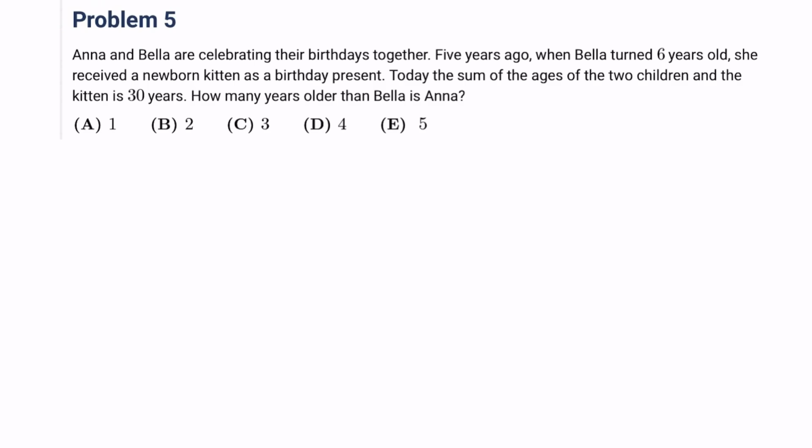Problem 5. Anna and Bella are celebrating their birthdays together. 5 years ago, when Bella turned 6 years old, she received a newborn kitten as a birthday present. Today, the sum of the ages of the 2 children and the kitten is 30 years. How many years older than Bella is Anna?